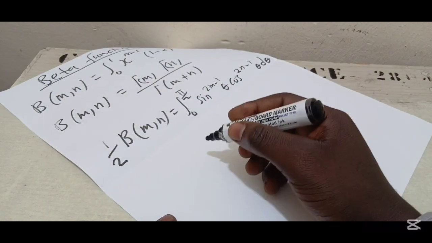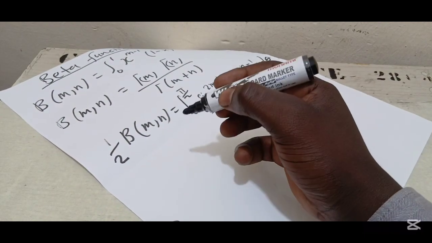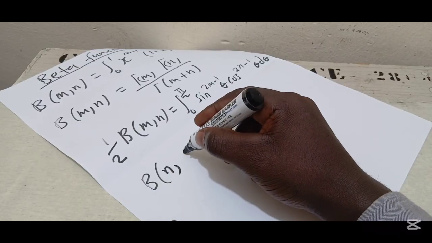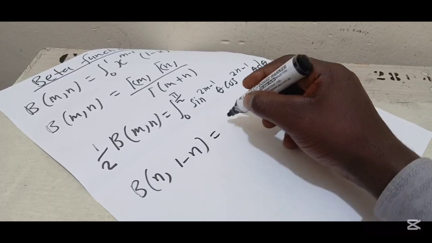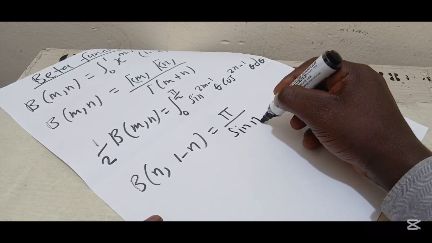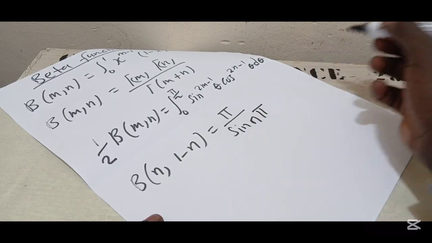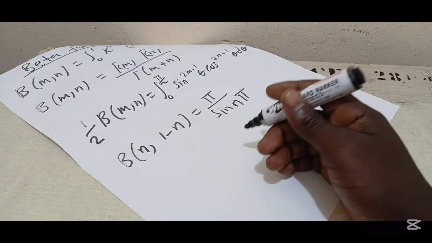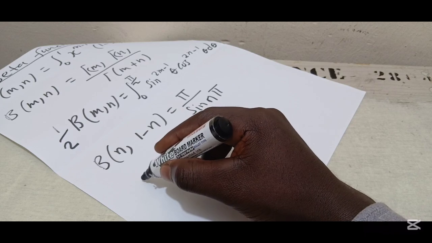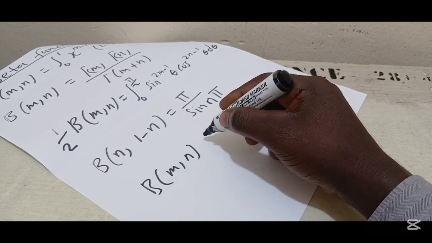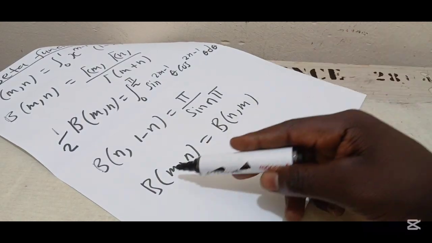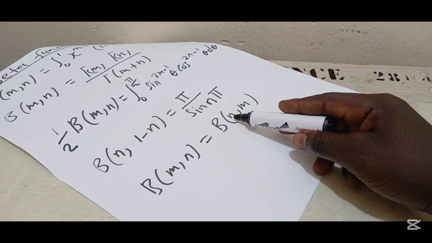Another formula we need to know is Euler's reflection formula, which states that beta of n, 1 minus n should be equal to pi over sine n pi. And the symmetry property, which basically is beta of m, n is the same as beta of n, m. It means when you find beta of m, n, it should be the same as beta of n, m.